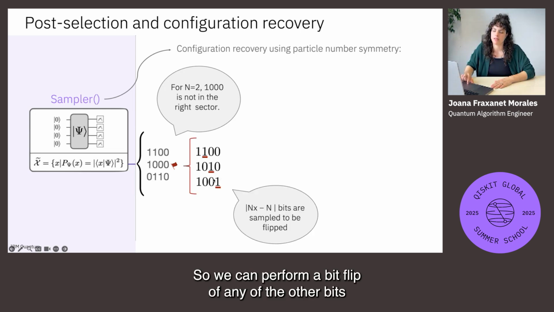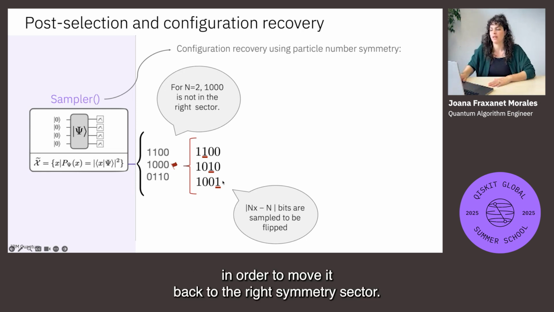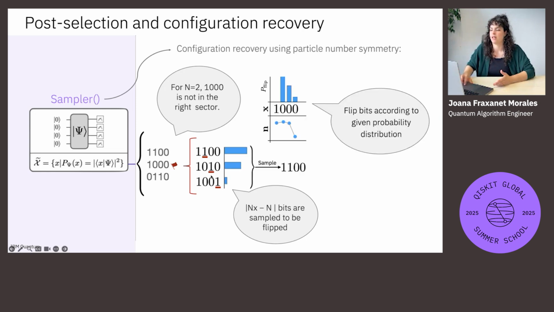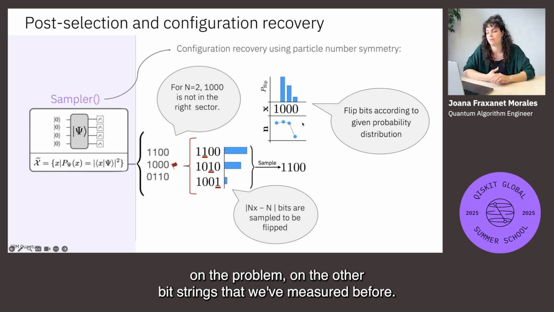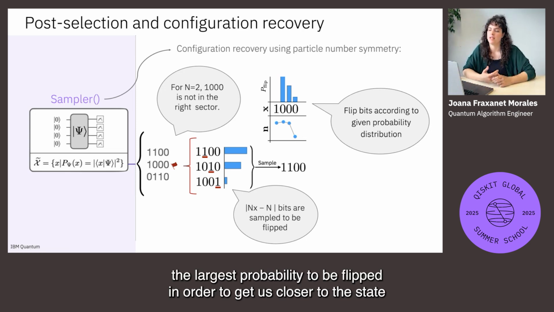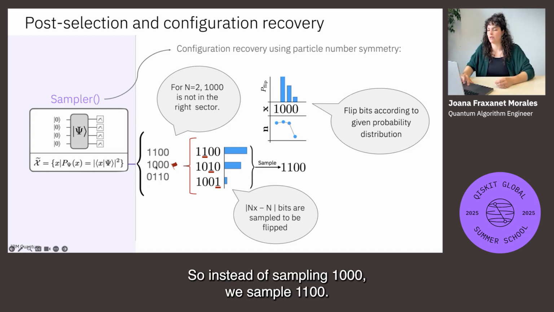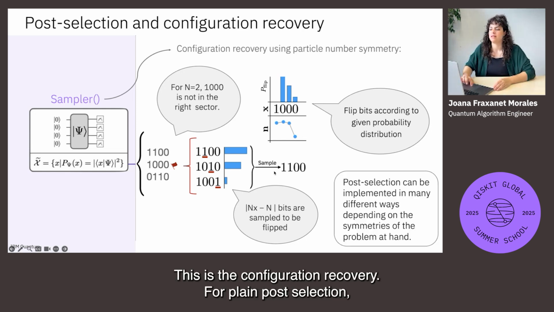So we can perform a bit flip of any of the other bits in order to move it back to the right symmetry sector. Now the question is which of these we should accept, like how do we choose how we perform the correction? Well, in configuration recovery, this is done by using some probability distribution that depends on the problem, on the other bit strings that we've measured before, and this tells us which is the bit that has the largest probability to be flipped in order to get us closer to the state that we're looking for. In this case, it would be the first one. So instead of sampling 1000, we sample 1100, and then we've corrected for this bit flip. This is the configuration recovery.